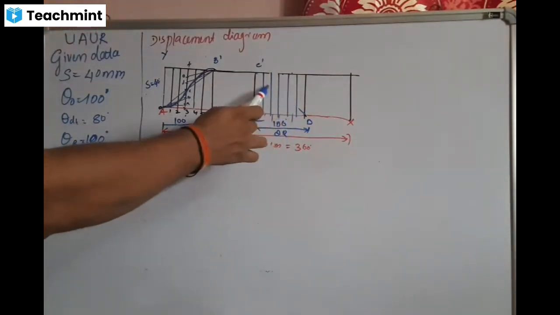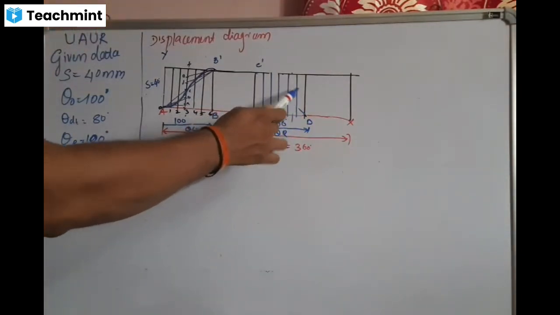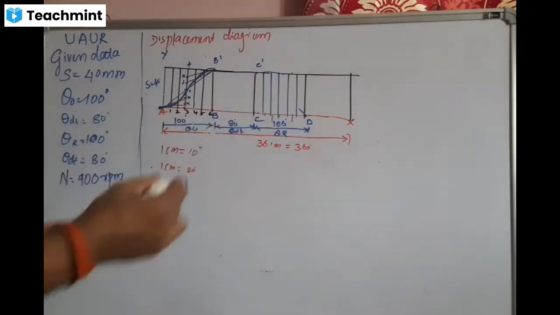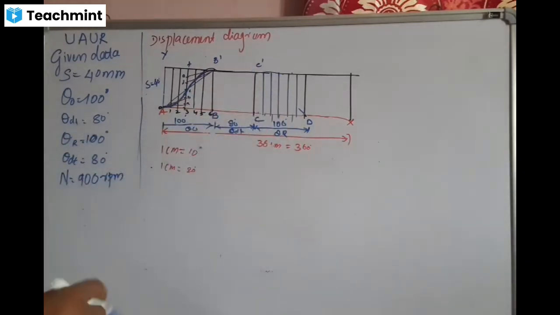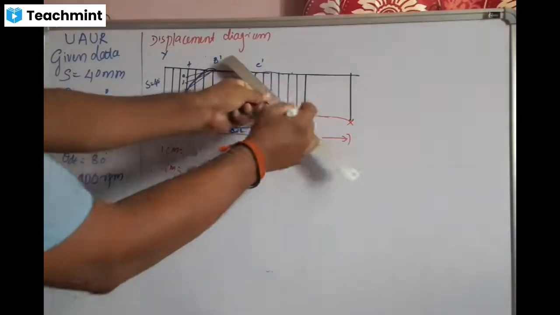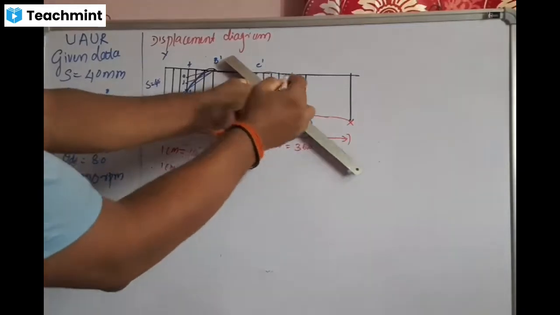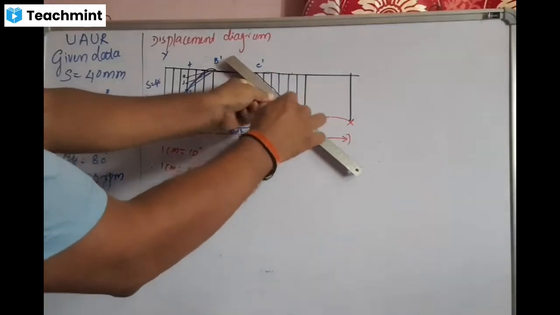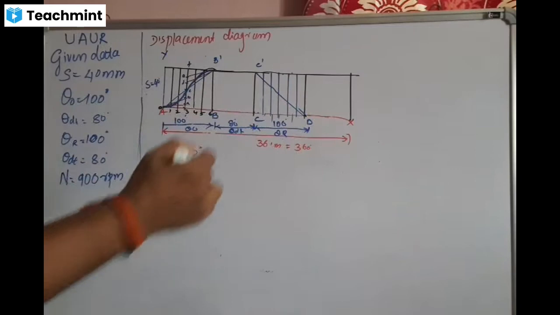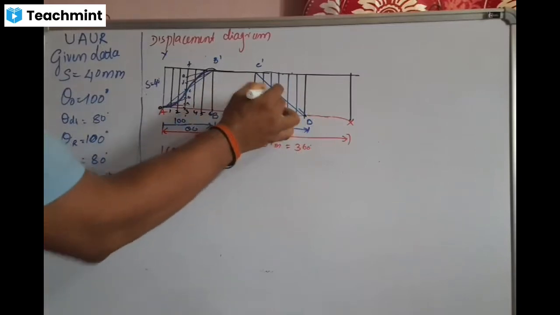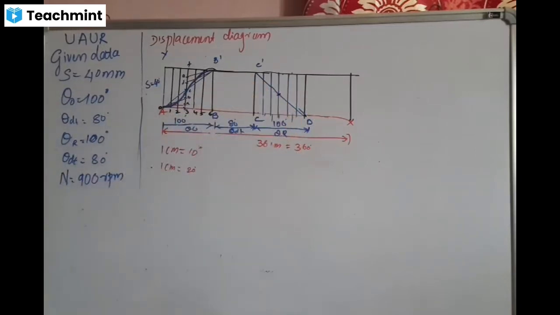1, 2, 3, 4, 5. 1, 2, 3, 4, 5, 6. Right. Now just join the line here, C dash to D. This is the midpoint.